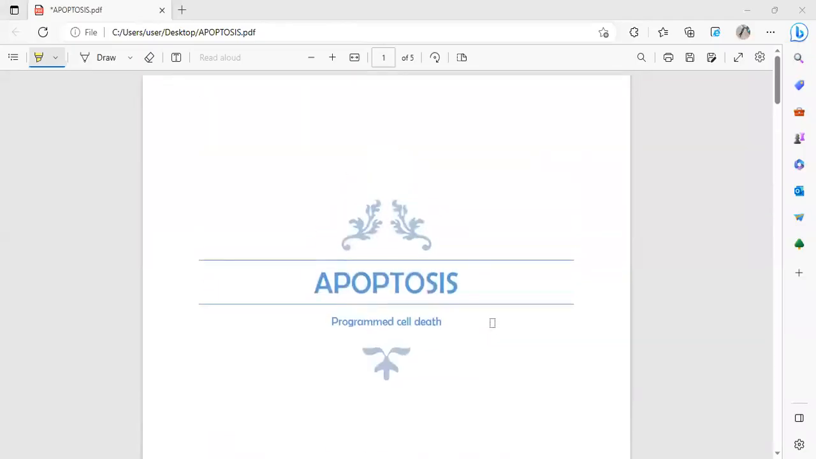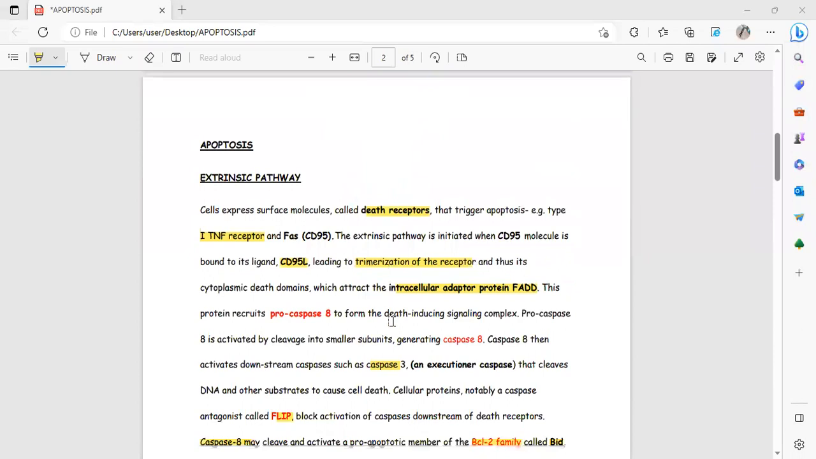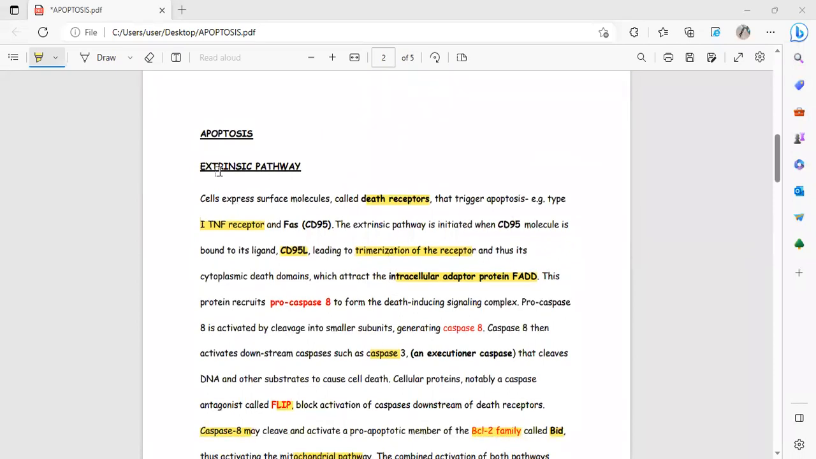Okay, so today we want to talk about apoptosis, which is basically programmed cell death. In apoptosis, we normally have two pathways: the extrinsic pathway and the intrinsic pathway. The extrinsic pathway is also called the death receptor pathway because it entails the use of death receptors. Remember that every cell usually has a surface molecule called a death receptor, which helps in the killing of that cell in case that cell is supposed to be killed, maybe due to an unfunctioning genome, okay?